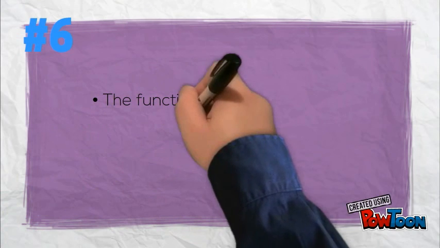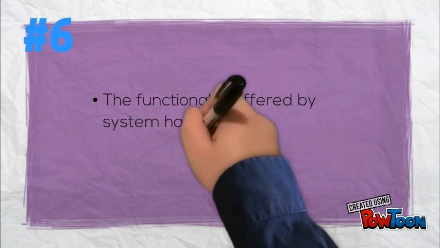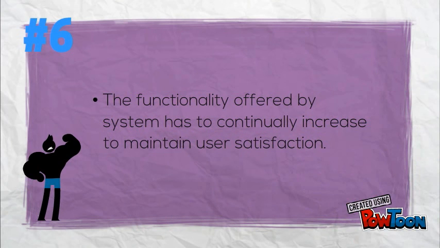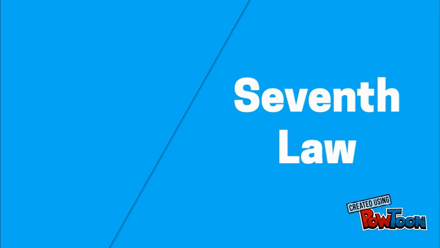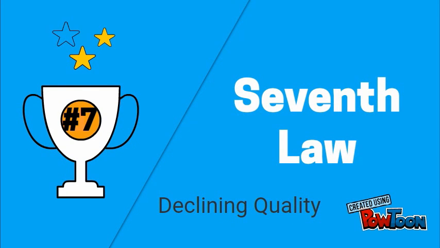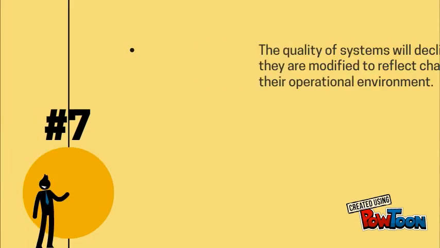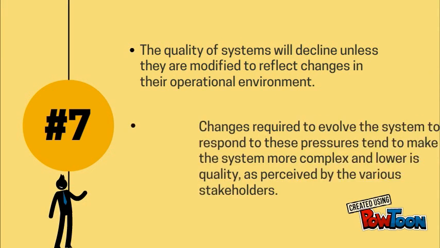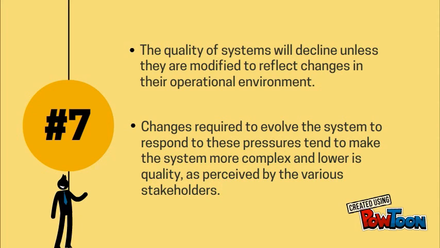The functionality offered by a system has to continually increase to maintain user satisfaction. Seventh law. Declining quality. The quality of systems will decline unless they are modified to reflect changes in their operational environment. Changes required to evolve the system to respond to these pressures tend to make the system more complex and lower quality, as perceived by the various stakeholders.